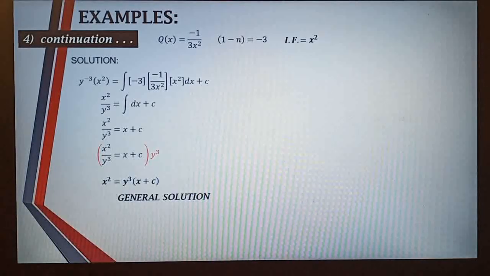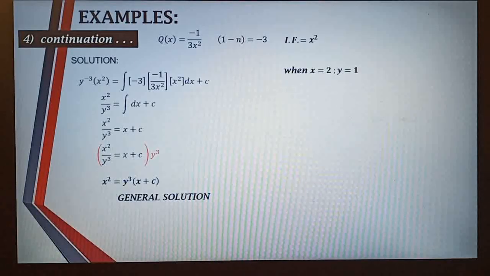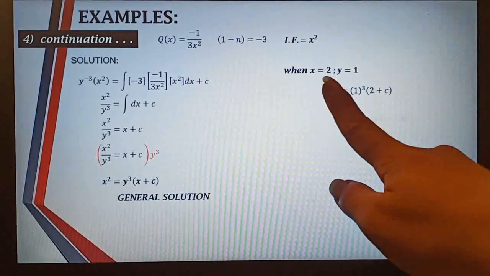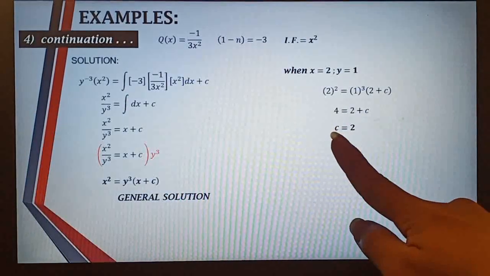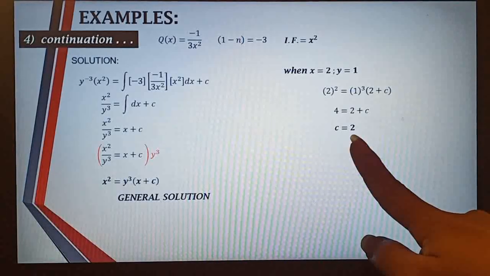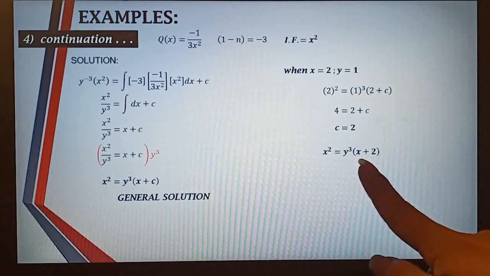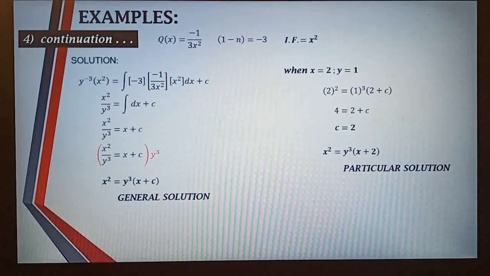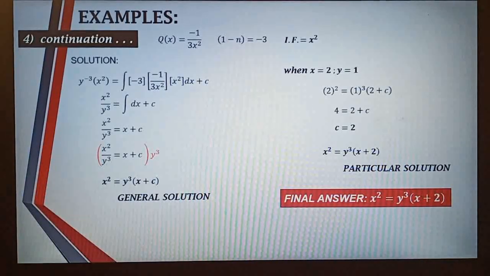Now that is your general solution, but our target is to find the particular solution of the said example. So the value of x and y is x is 2, y is 1, then substituting yung values ni x and y dun sa general solution, you will now have to get the value of c as 2. Ngayon, gagamitin natin yung c dun sa general solution. You will now have x squared equals y cubed of the x plus 2. This is now your particular solution, so the final answer is x squared equals y cubed of x plus 2.